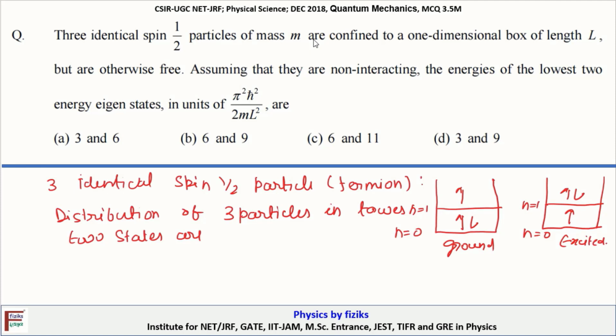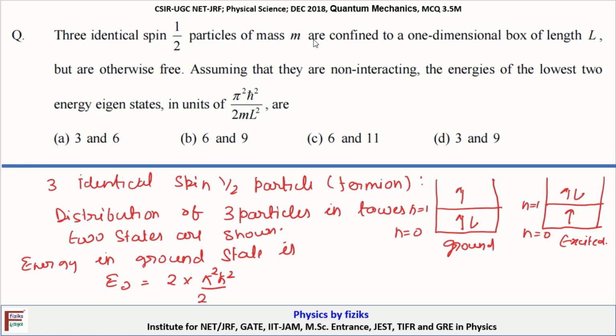And the energy in the ground state, E0, would be 2 into pi square h square by 2 ml square into 1, plus 2 square pi square h square by 2 ml square. That means 6 pi square h square by 2 ml square.